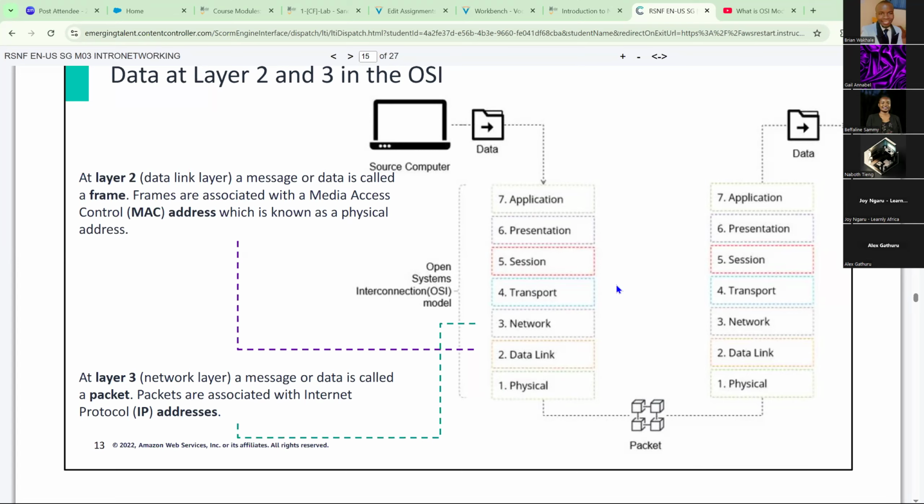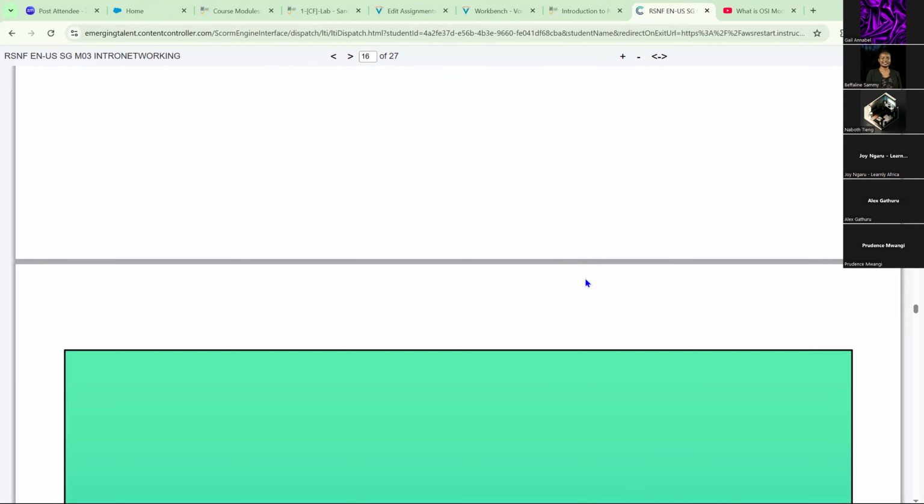Then when you're talking about layer 3, the network layer, a message or data is called a packet. Packets are associated with the internet protocol, the IP addresses. That is very, very important. So just know that at layer 2, it is a frame, and a frame is associated with the MAC address. At layer 3, it's a packet, and a packet is associated with IP addresses. I hope that makes sense. So that is that.